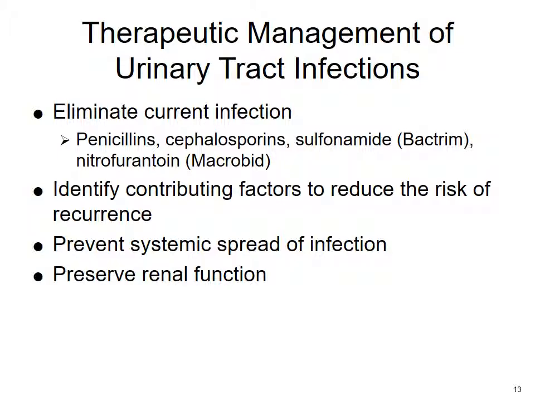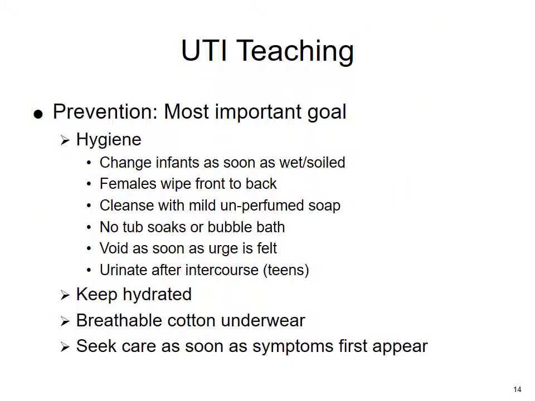We want to identify contributing factors and reduce the risk of occurrence. So if it's a hygiene issue, if it's an abuse issue, if it's an anatomic defect with the ureteral sphincters, we want to prevent systemic spread of infection. So we want to treat it early before it turns into a sepsis. And we want to preserve renal function and prevent acute or chronic kidney damage. The most important goal is prevention.